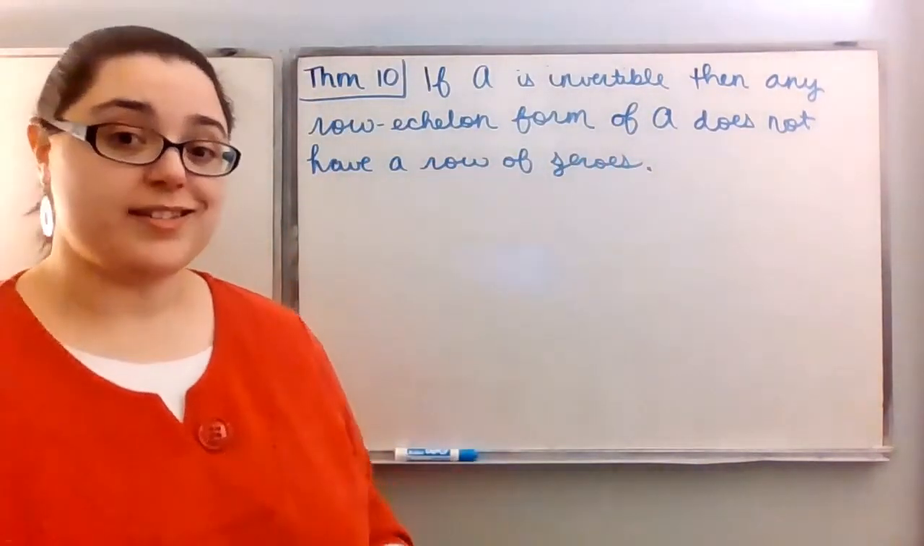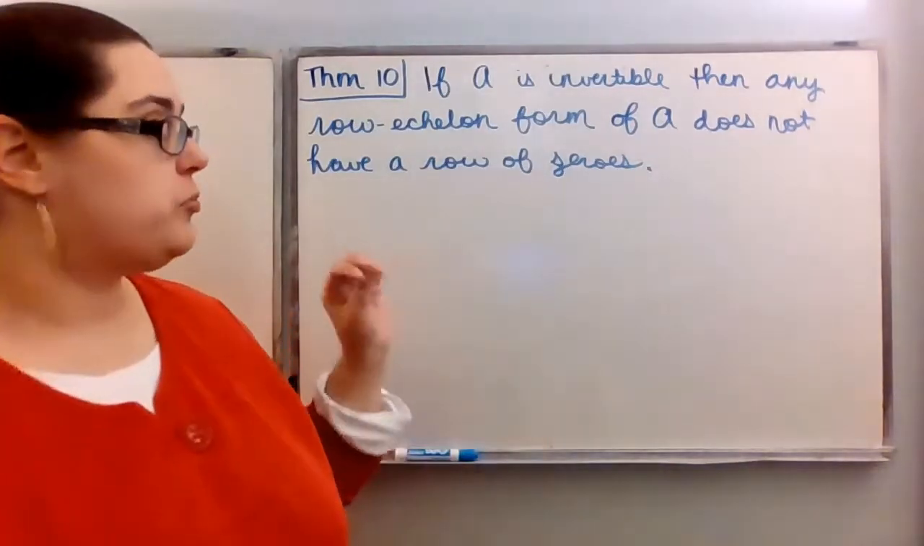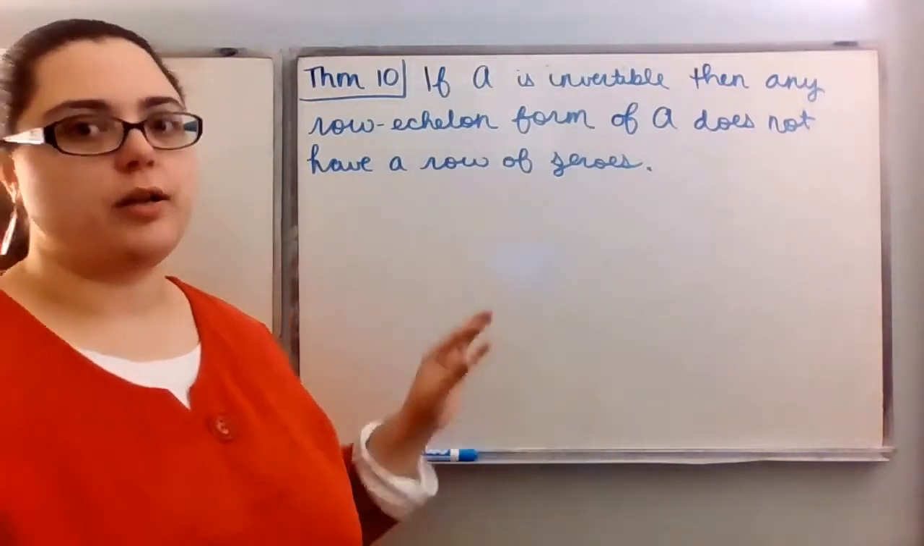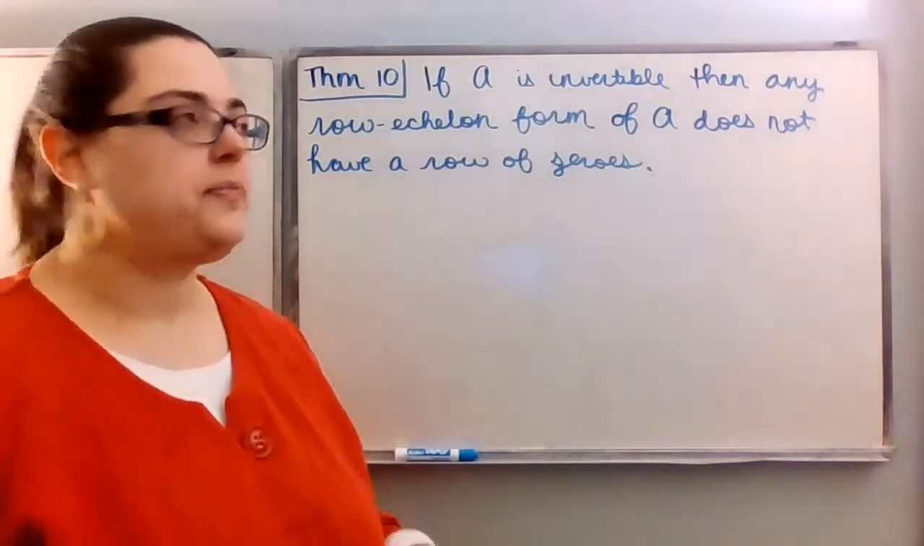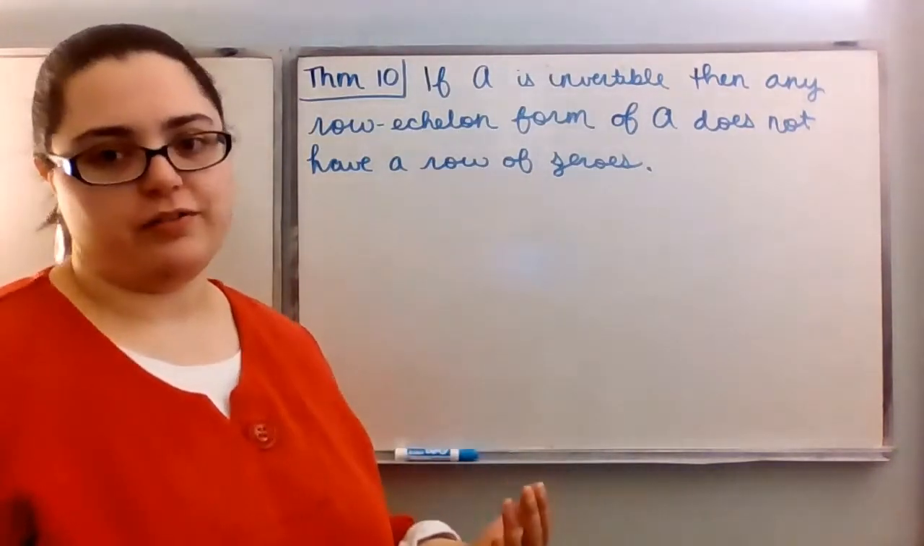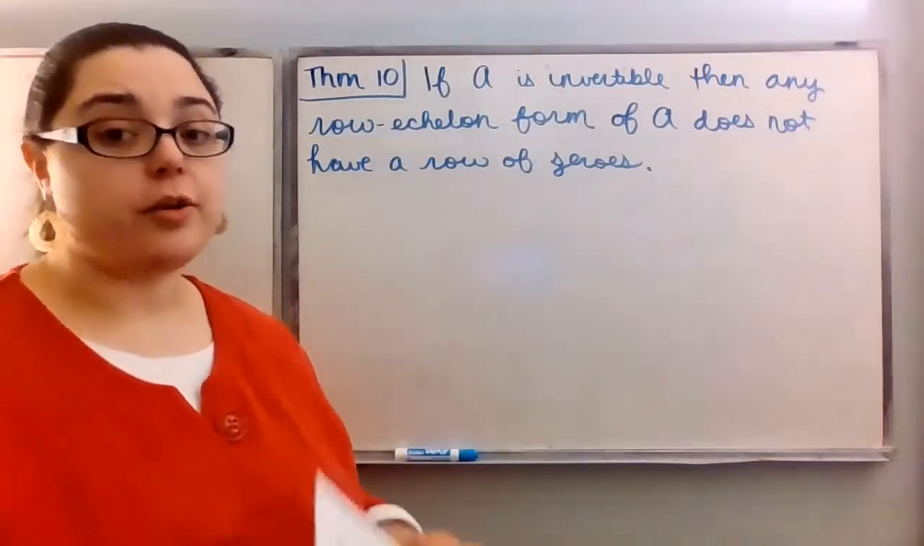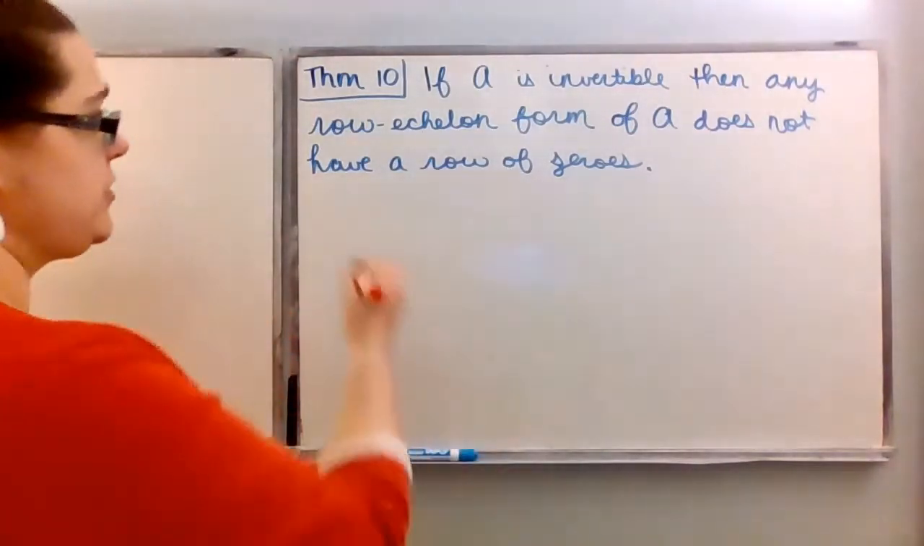So what theorem 10 is stating is if you use some row reduction on your matrix and you end up with a row of zeros, like we did in one of the examples in the previous video, then that matrix doesn't have an inverse. Theorem 11 is going to kind of springboard off of this.